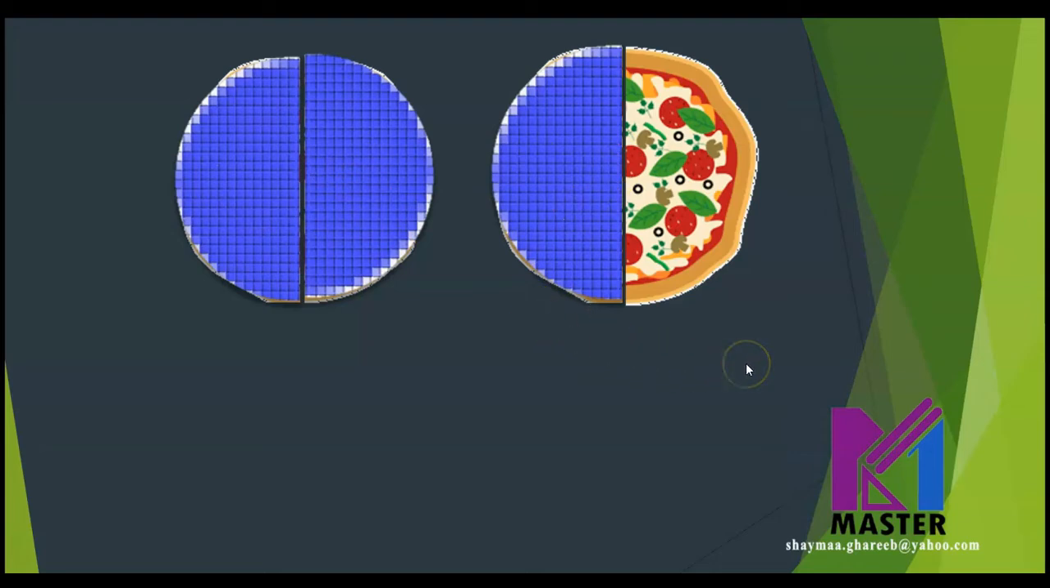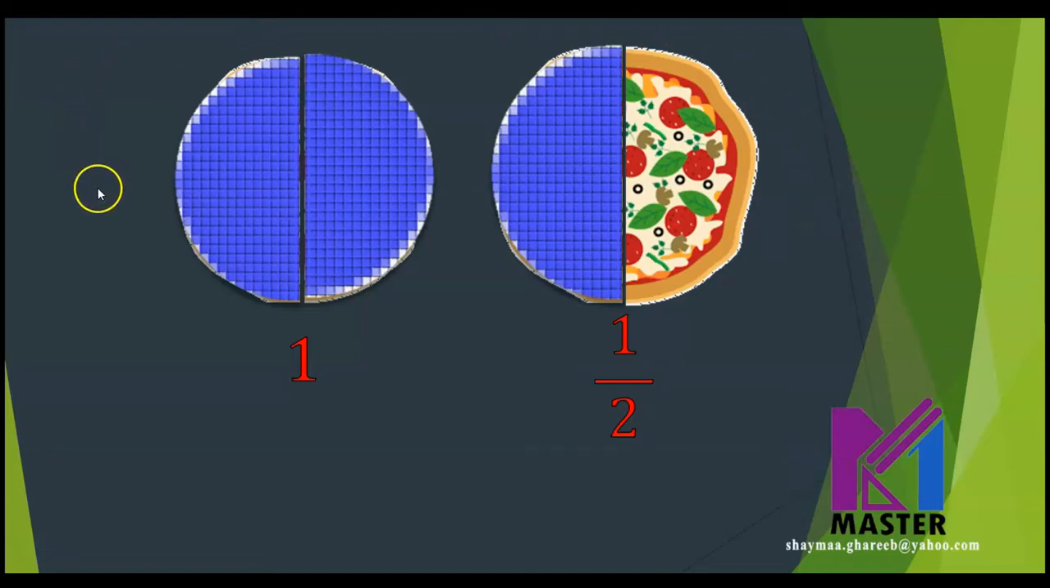Is this clear? Okay, so if I want to write this as a mixed number, what can I do? First, I will look at the first one. What do you see? The whole pizza is shaded, right? So this is number 1. It's one whole. And what about the second part here? If I want to write this shaded part as a fraction, it's 1 part out of 2 parts. So it will be 1 over 2.